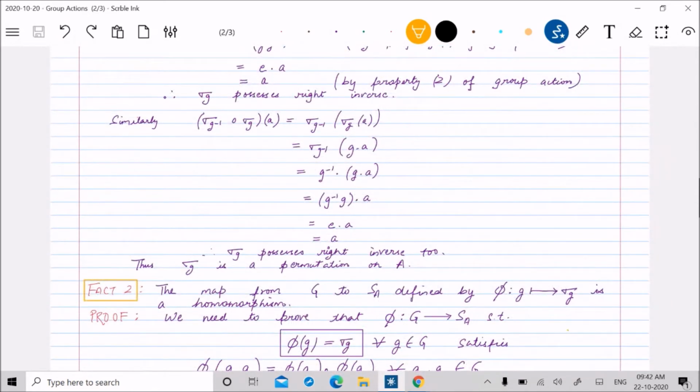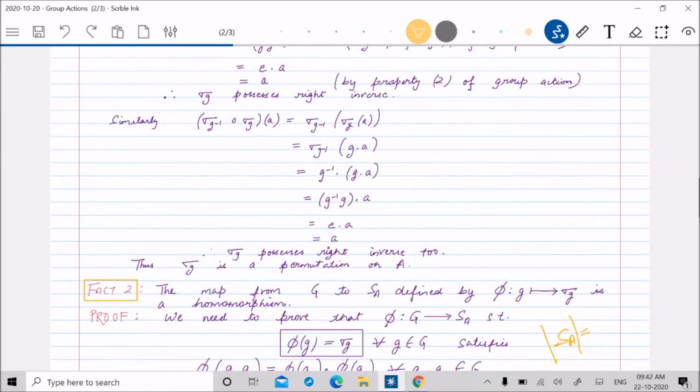How many permutations does this set have? Can you tell the cardinality of this S_A, Priyanka? A was having 3 elements. Sir, 6. 3 factorial equal to 6. But the permutations corresponding to the group actions were only 4. You just told me, right? So what does it mean? Is it onto map or into map?